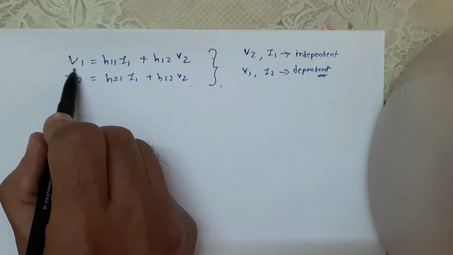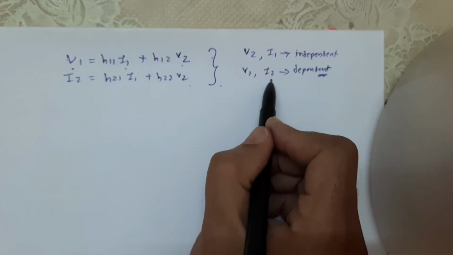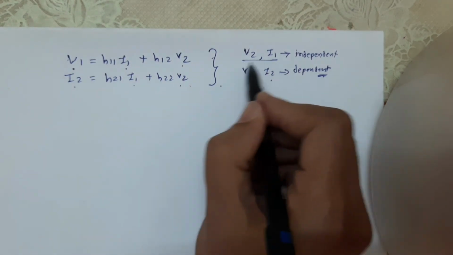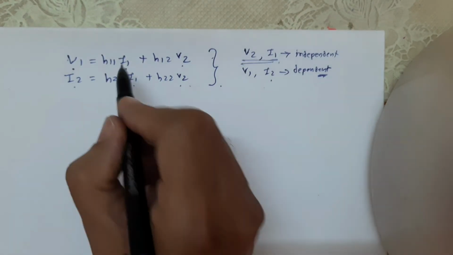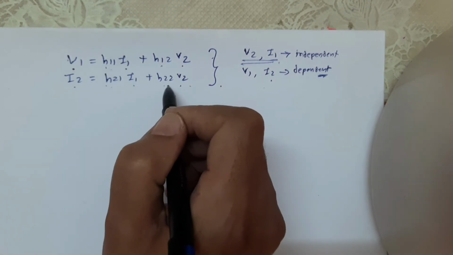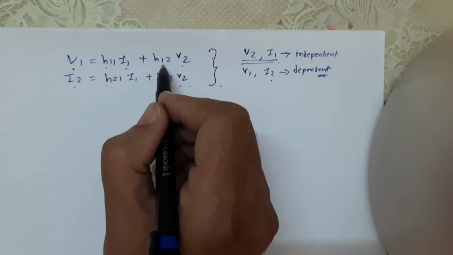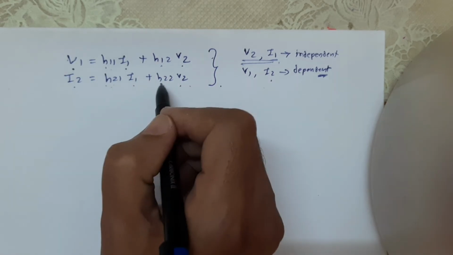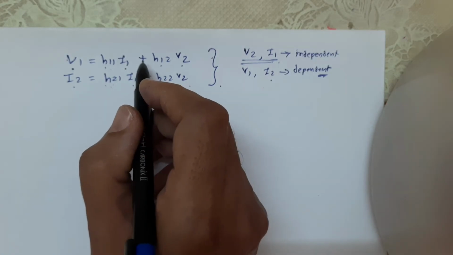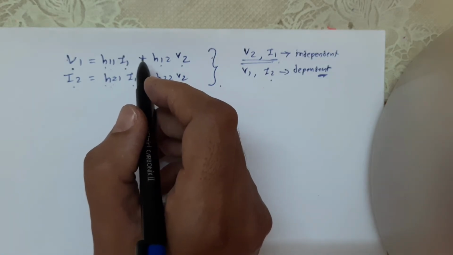So V1 depends upon I1 and V2, and I2 depends upon I1 and V2. Right? These two quantities are independent. H11, H12 are input side, H21, H22 are output side. These are known as H parameters.